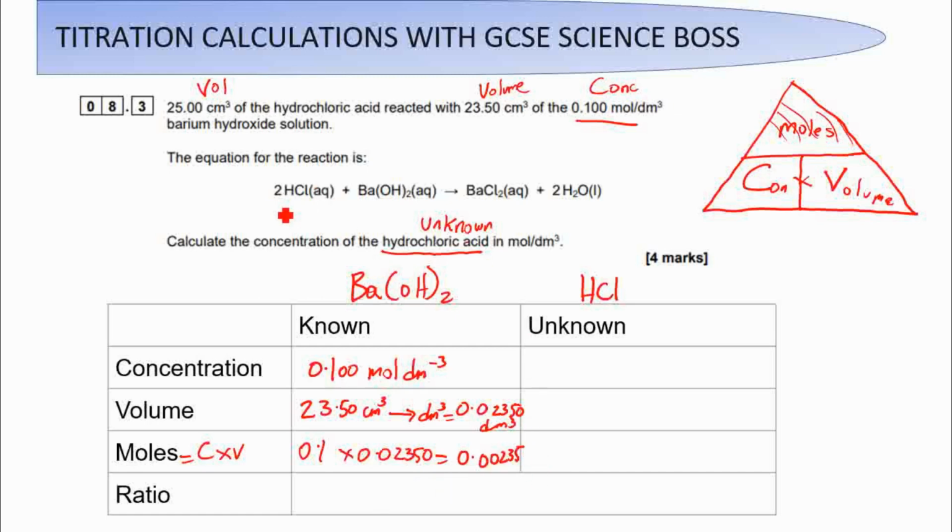Next thing that we need to do is relate our known to our unknown based on the equation. That's where the ratio is coming from. So this is from the equation.